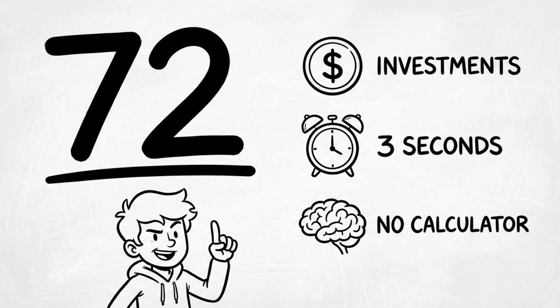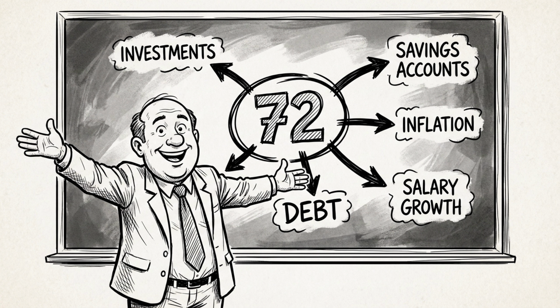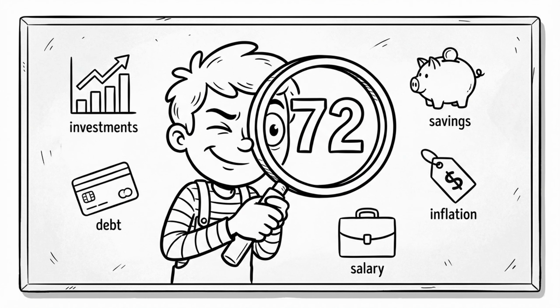The number is 72, and by the end of this video, you will never look at an interest rate the same way again. Let's go. The rule of 72 is not just for investments. It works for savings accounts, for debt, for inflation, for salary negotiation. It is a universal lens through which you can see the true cost and value of every financial number you will ever encounter, and it fits in the palm of your hand.